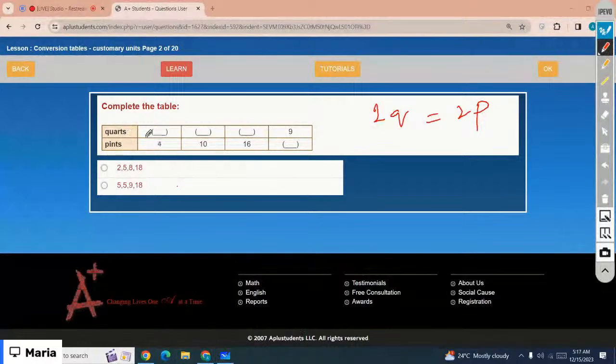You are given the pints. You have to convert from pints to quarts, smaller unit to bigger unit. You have to multiply. 4 times 2 makes.